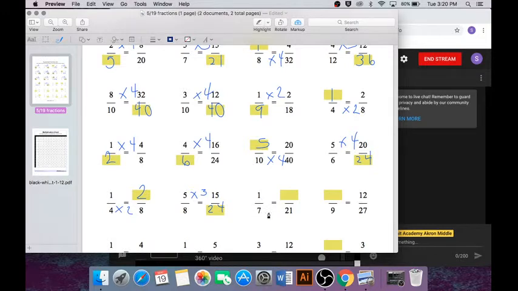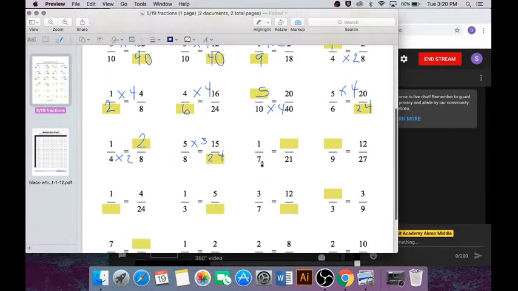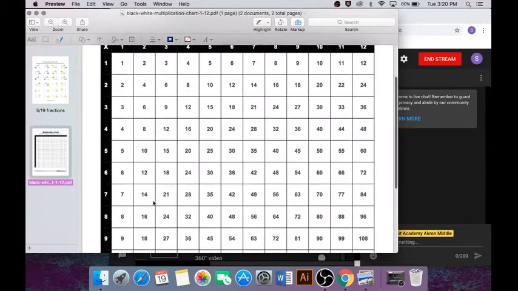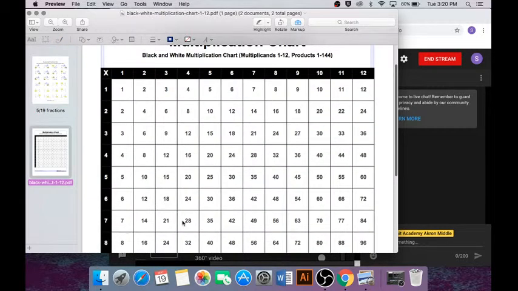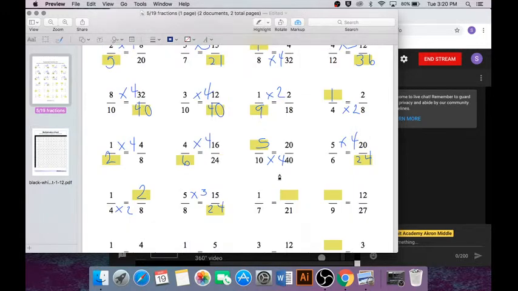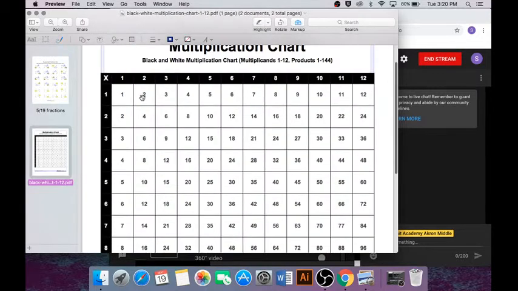On our next one, we have our denominators filled in. So we're going to use our 7 times table to see 7 times what will equal 21. So on our multiplication chart, our 7 times table is right here. Here is 21, and we can see that 7 times 3 is 21. So if we're multiplying our bottom times 3, we're going to multiply our top times 3. So 1 times 3, in our 1 times table, we see that 1 times 3 is 3.